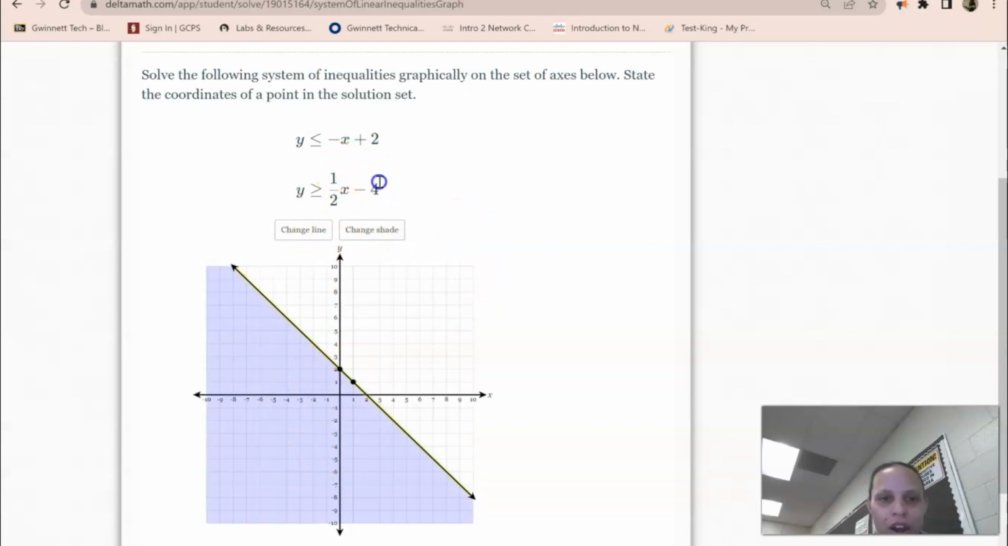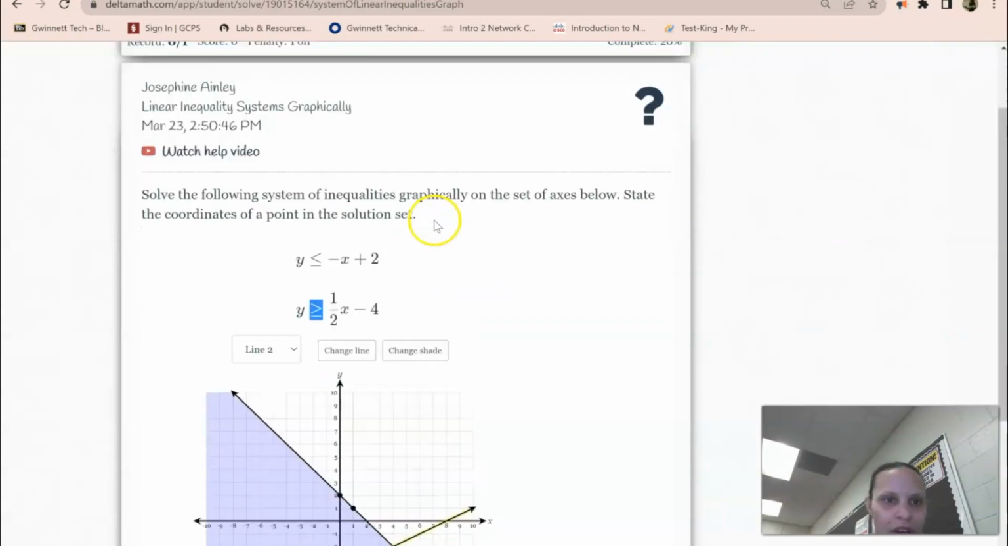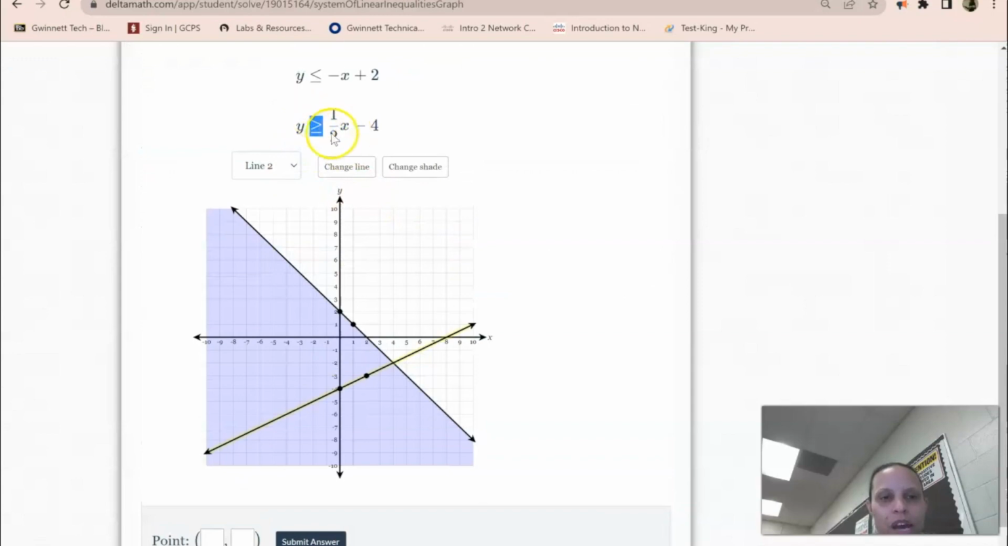Now I'm going to go and graph this one. Okay, so again, I start at -4. And what does this tell me to do? This goes up 1, right 2. So up 1, right 2. All right, again, is the line solid or dotted? It's solid because it has the line underneath. And how many do I have? So I'll get this one wrong. So it's solid because it has a line underneath.